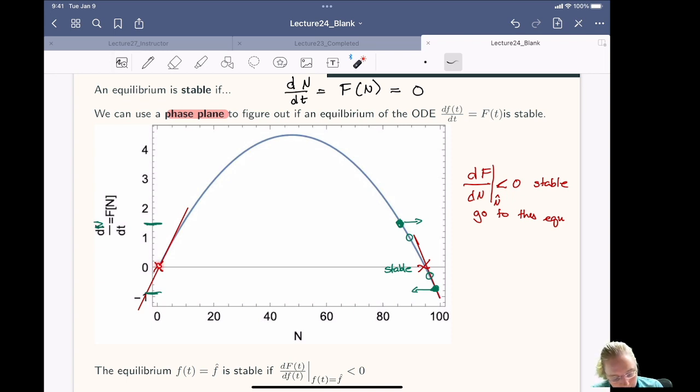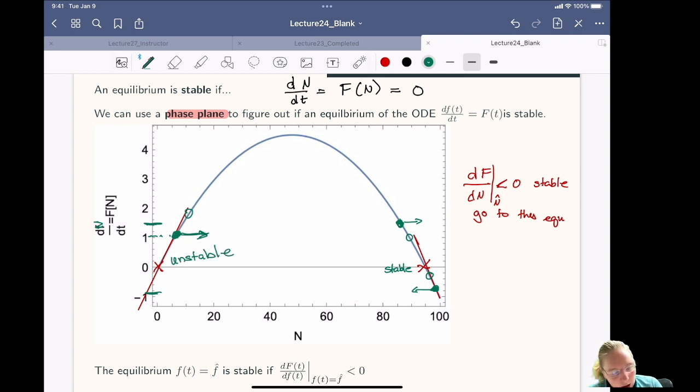Alternatively, if we look at this equilibrium over here, and I start above the equilibrium, we can't start below it because it's 0. If I start above it, I look at my change in population size, and it's positive. That means that my population size is growing. So my population size is going to move to the right, and I'm going to end up moving away from the equilibrium, which means that this is unstable.